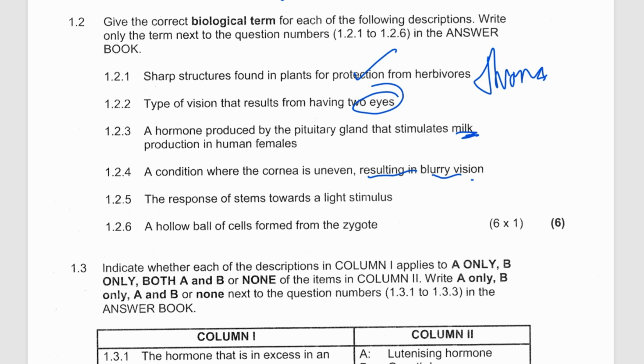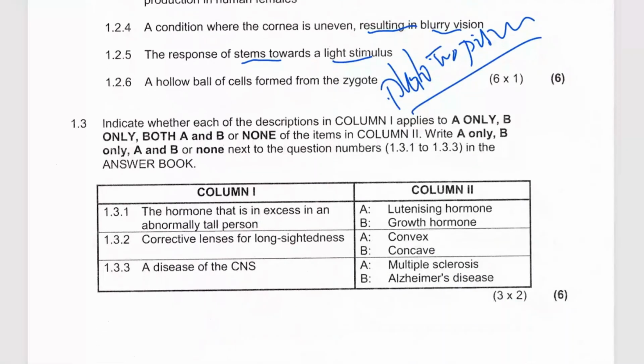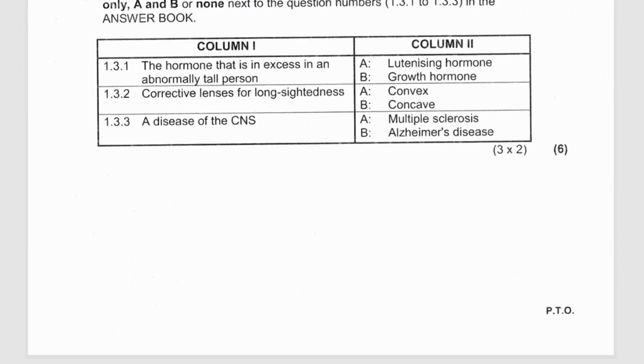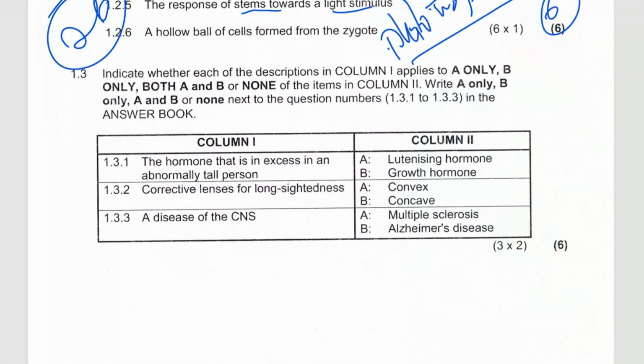The response of the stem towards light. The response is tropism, and light is photo, so it becomes phototropism. The hollow ball of cells formed, we talked about this, and we say that it is blastula. I hope you got 6 out of 6. It means that now we have 26 marks.